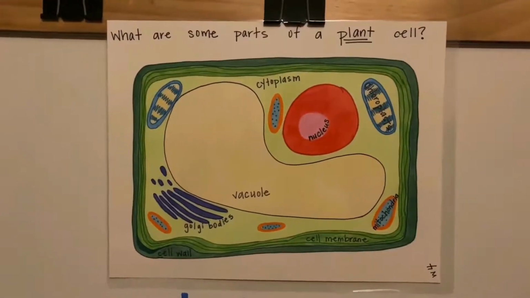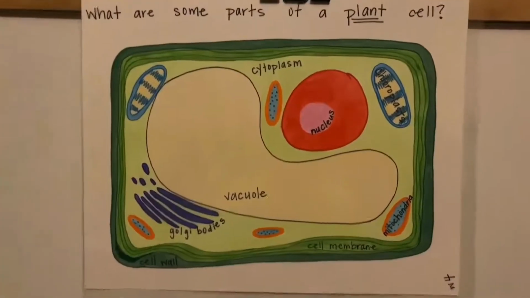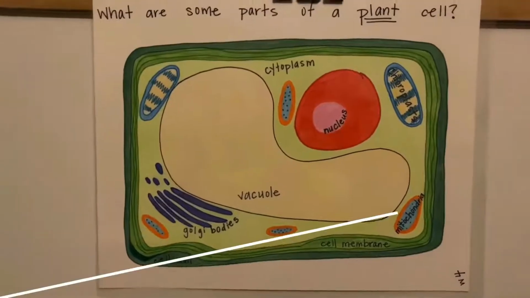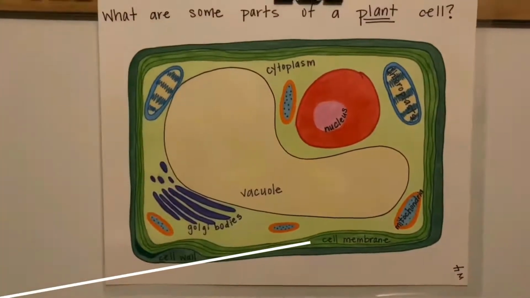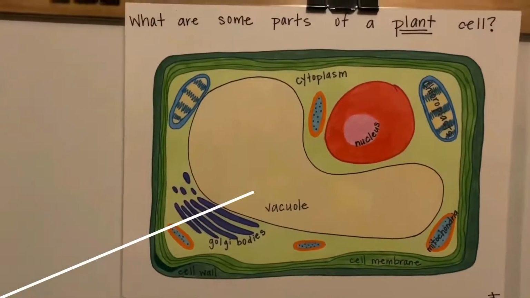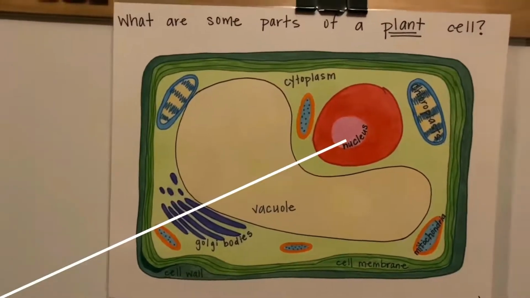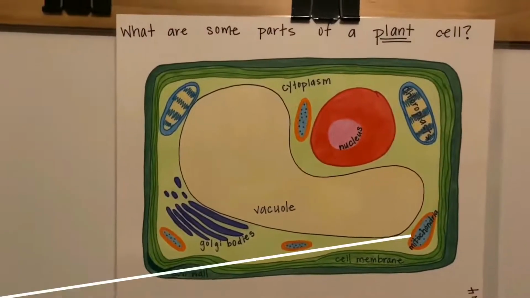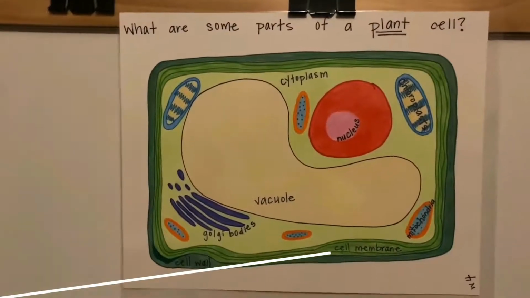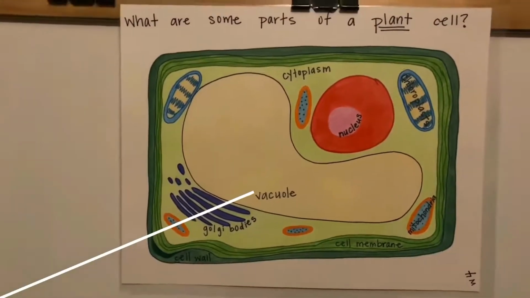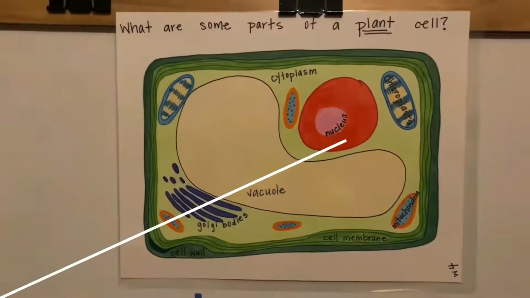What are some parts of a plant cell? Cytoplasm, chloroplast, mitochondria, cell membrane, cell walls, Golgi bodies, vacuole, nucleus.